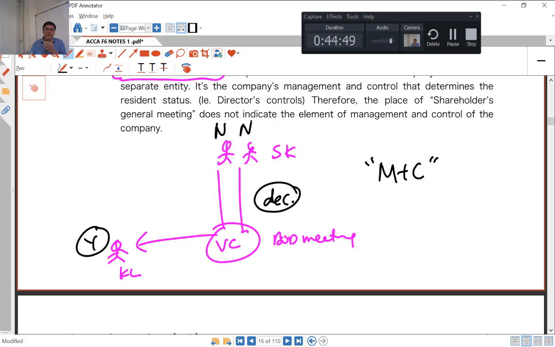So in this case, the fact that you have one director in KL through video conference doesn't make any difference. The company is not a resident, okay?